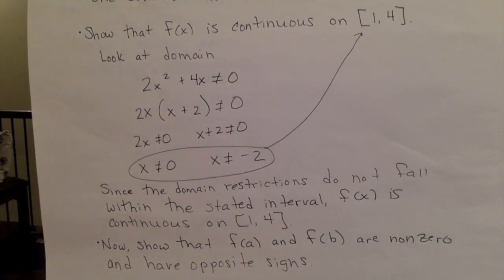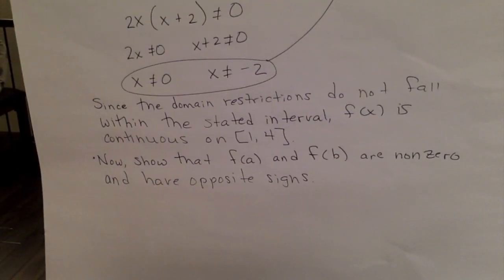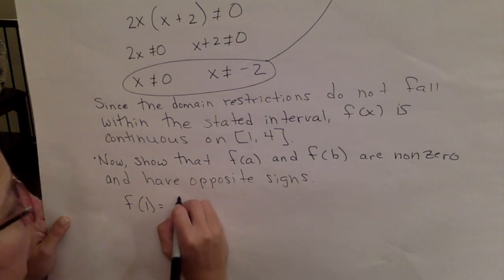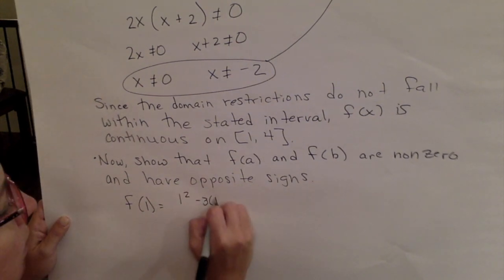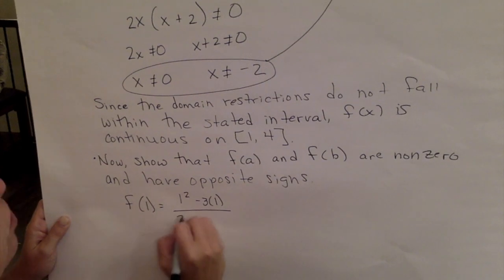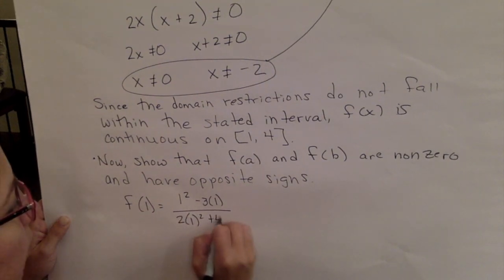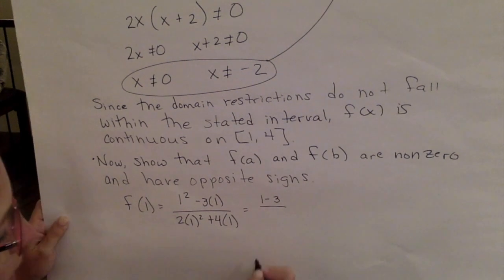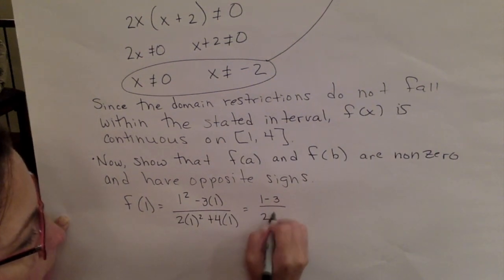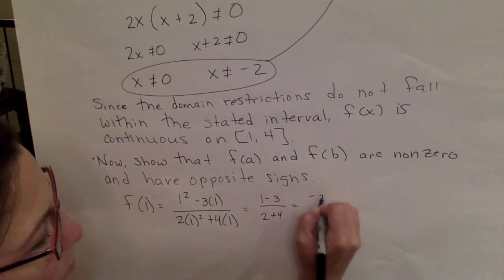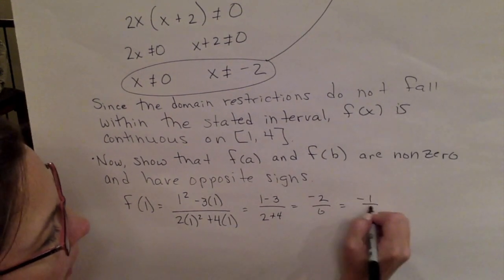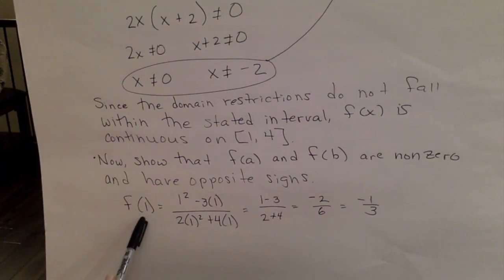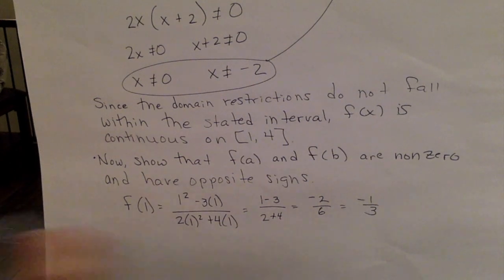Okay, so our interval is 1 to 4, so we're going to be looking at f of 1. F of 1 is going to be 1 squared minus 3 times 1 divided by 2 times 1 squared plus 4 times 1. On top we get 1 minus 3. On the bottom we get 2 plus 4, or negative 2 over 6, or negative 1/3. So f of 1, or f of a, is non-zero, and it's negative.